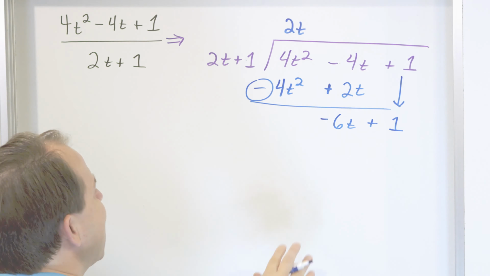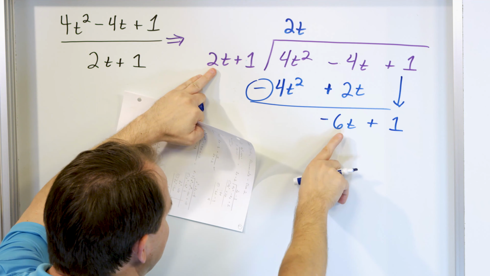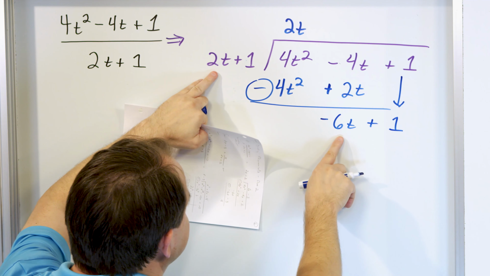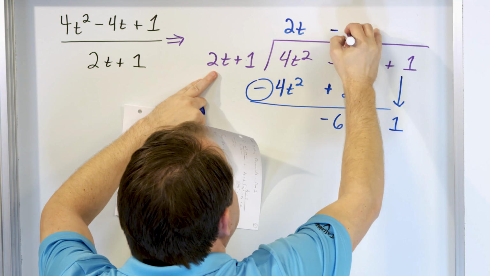Right? Now that we've done the subtraction and we drop the next digit down, then we focus again to this term and then the first term here. So again, you're only looking at first terms. 2 times something gives me negative 6. That has to be a 2 times a negative 3 to give me the negative 6.